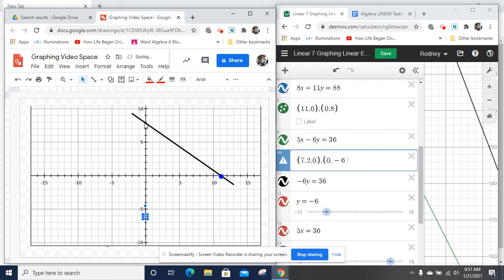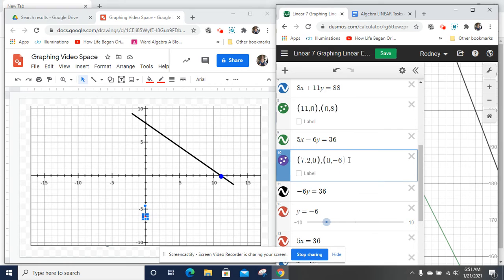0, -6. Earlier I was pointing up here for the 7.2. It should have been over here because it's an x-intercept. Some of you might have noticed that. There needs to be a comma. Okay, so there is my y-intercept.